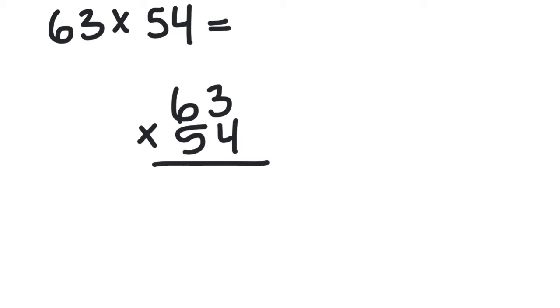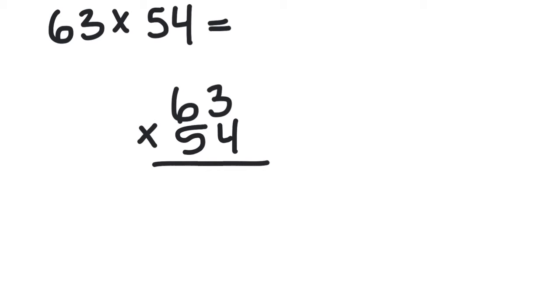For the standard algorithm, we're going to complete the multiplication in two steps. First, we're going to take our 63 and multiply it by the 4 in 54. Then we're going to take the 63 and multiply it by the 5 in the tens place, which is actually a 50. So we'll do 63 times 4, and then 63 times 50, and then we'll add the two answers together to get our final answer.